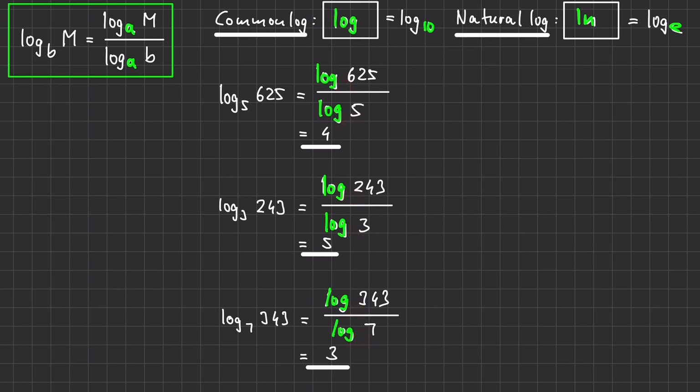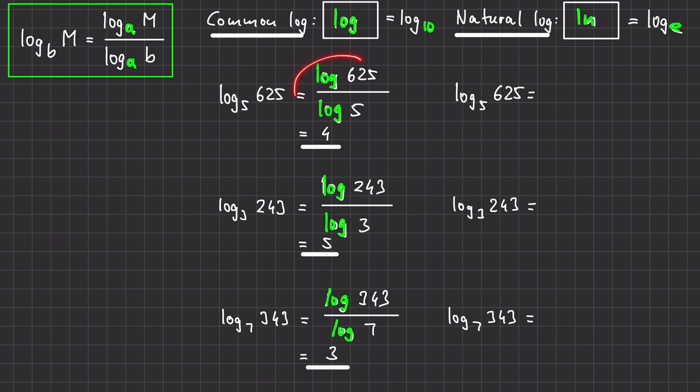Let's use the natural logarithm to evaluate the same logarithms to see that we get the same solutions. So instead of dividing log of 625 by log of 5, we divide now ln of 625 by ln of 5, which gives us the same result, 4.